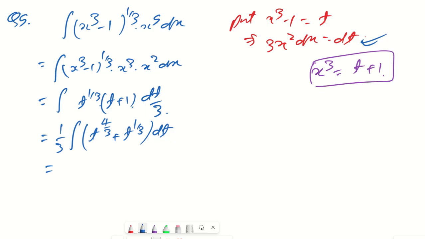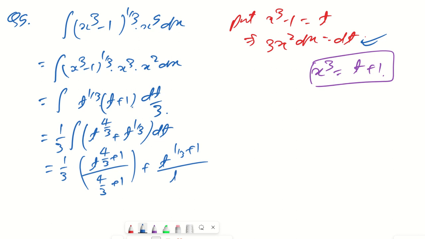Now we can integrate this very easily. So 1 by 3, now integration of t to the power 4 by 3 will become t to the power 4 by 3 plus 1 divided by 4 by 3 plus 1, plus t to the power 1 by 3 plus 1 divided by 1 by 3 plus 1, and this whole term will get multiplied with 1 by 3.